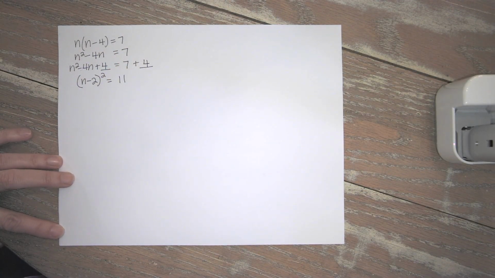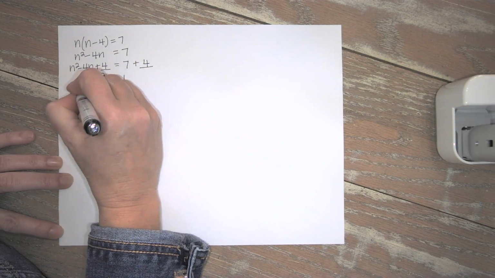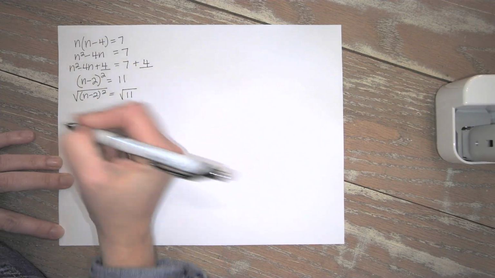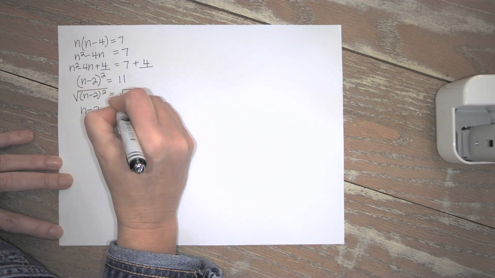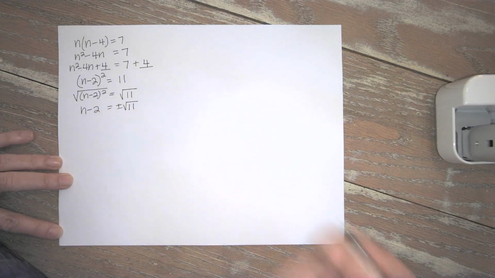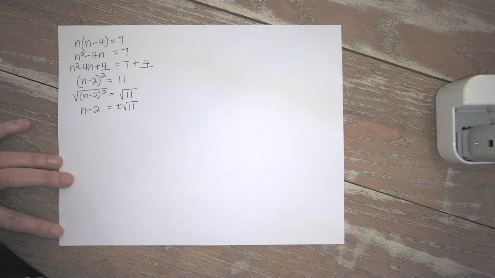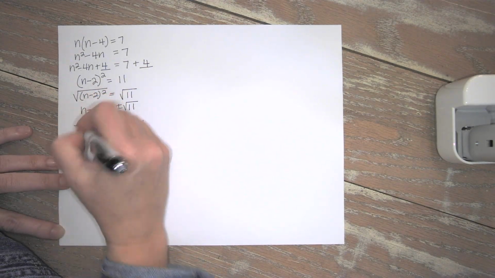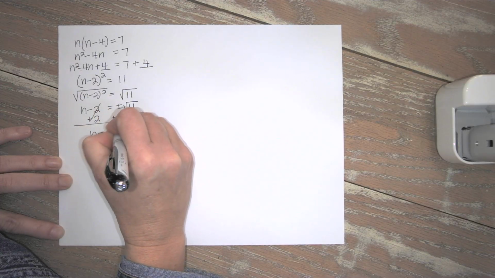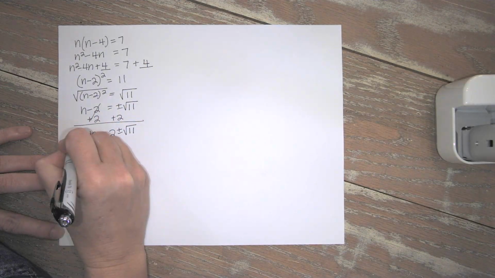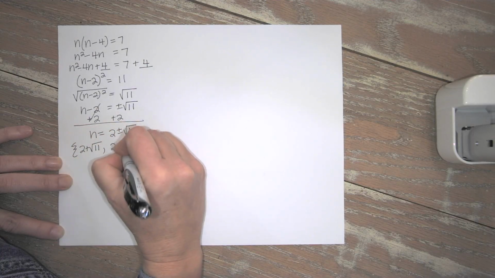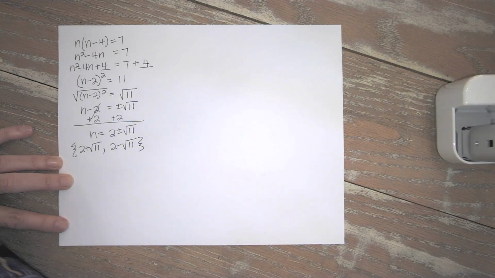Now we're set up to do the square root method. We're going to take the square root of each side. Don't forget, when you take the square root, you've got to put plus or minus. 11 is not a perfect square, and it cannot be simplified, so we just leave it the square root of 11. We'll add 2 to each side as our final step to solve for n, and we get 2 plus or minus the square root of 11, which means our answers are 2 plus the square root of 11 and 2 minus the square root of 11.